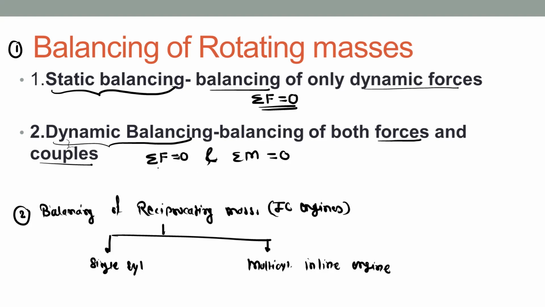Okay, so if you balance both forces and moment, this is called dynamic balancing. Whenever we have masses in multiple planes, masses in different planes, then we will use dynamic balancing. In dynamic balancing, we will balance the forces and also the moment. And if the mass is in a single plane only, then we will just perform static balancing.